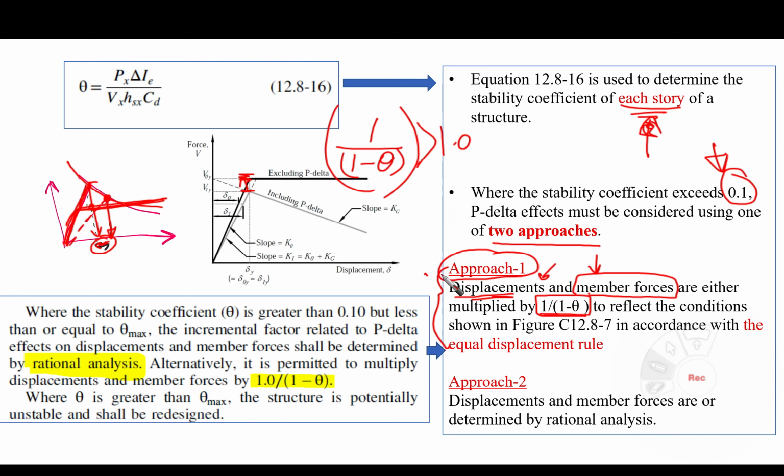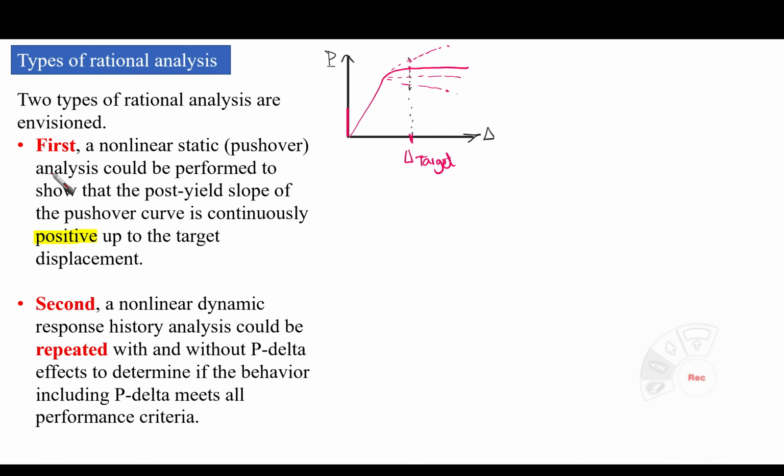Okay, this is common. The second approach is using rational analysis: displacements and member forces are determined by rational analysis. This is the only case for us. What is the meaning of rational analysis? We're going to see here. Two types of rational analysis are envisioned here. The first one is the nonlinear static pushover, and the second is the nonlinear dynamic response history analysis, two of them.